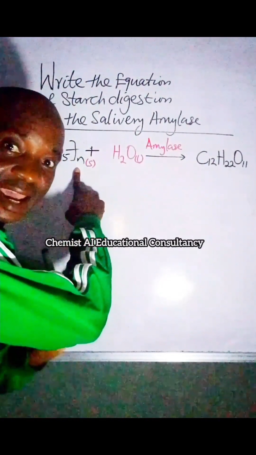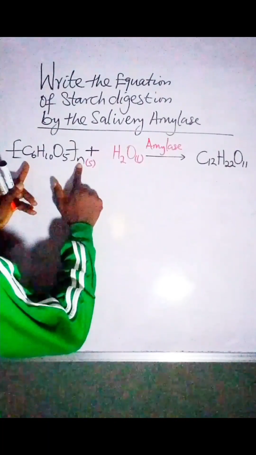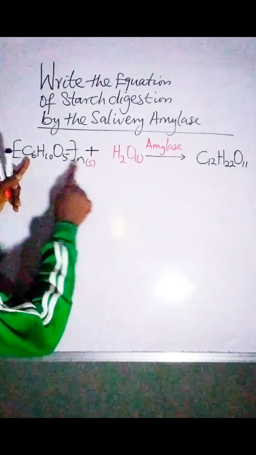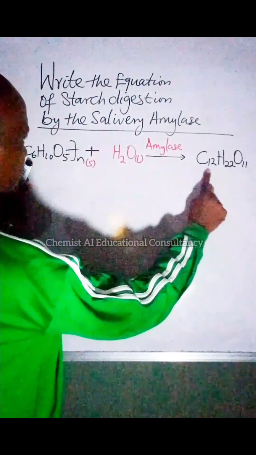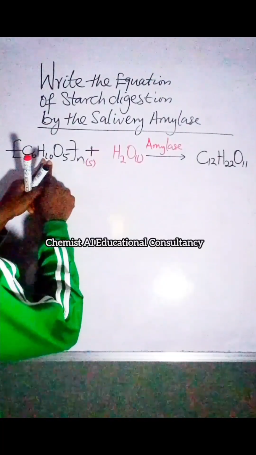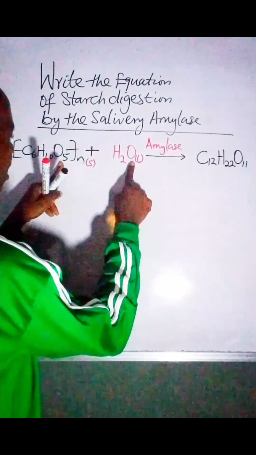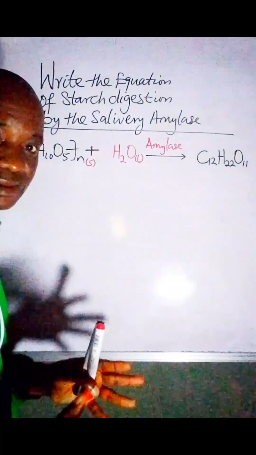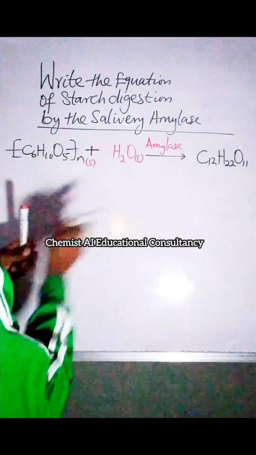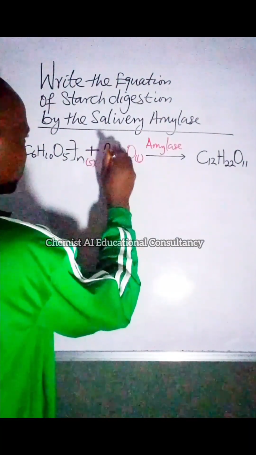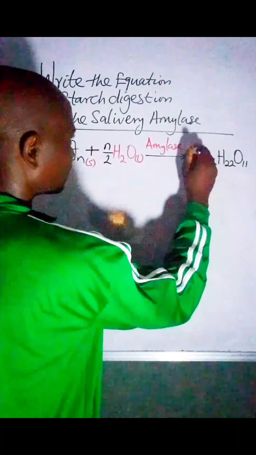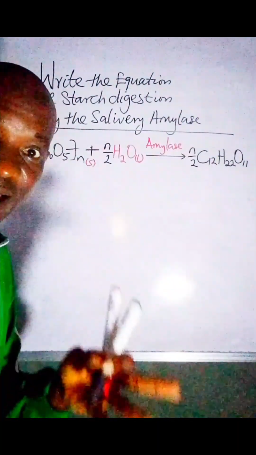And to balance the equation, this n is very important. Let's assume that this n is 2. So if n is 2 here, it means 6 times 2 is 12. And we have 12 here. 2 times 10, 20, plus 2, 22. 2 times 5, 10, plus 1, 11. Which means we put half of n here, and that is n over 2, and the same thing here. n over 2.